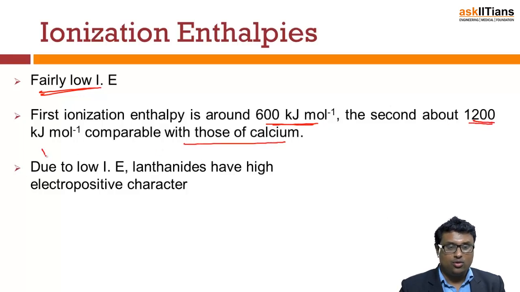Due to low ionization enthalpies, lanthanides have high electropositive character. Compared to the period 1 and period 2 elements, they have higher electropositive character. Why? Because now I have very low ionization enthalpy, that means I can remove the electrons easily. If I can remove the electrons easily, they have higher electropositive character.